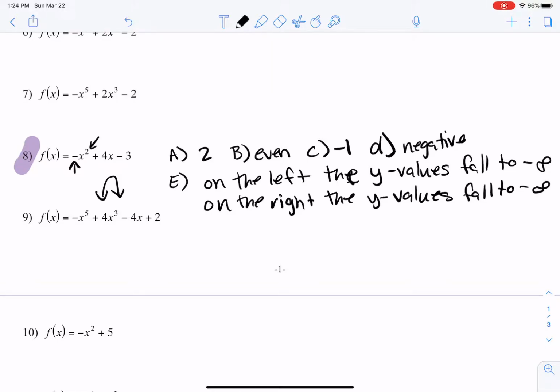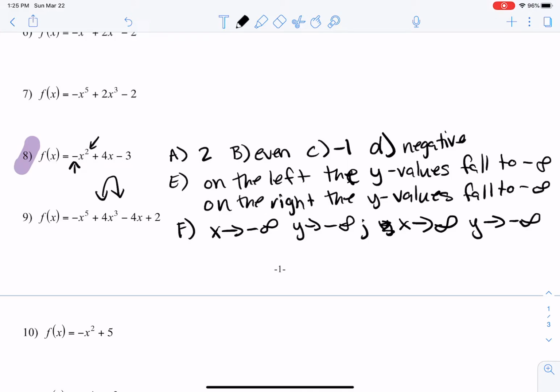Okay, if we want to write that in symbols, we're going to say as X goes toward negative infinity, Y also goes toward negative infinity. As X goes toward positive infinity, Y still goes toward negative infinity. Again, same end behavior because it's an even degree polynomial.